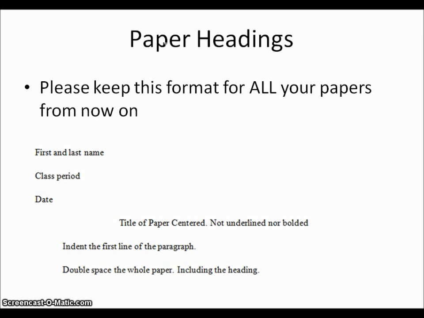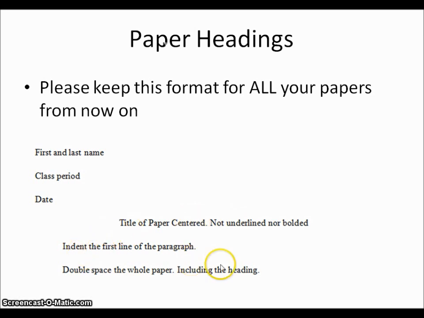Okay, so you're going to have your first and last name, always. Your class period. And make sure that you have the right class period. I have tons of people writing 4B when they're in 4A or something like that. And the date. This has to go to the left, see? Then your title has to be centered. You don't need to color it, underline it, bold it, make it prettier, nothing. It needs to be just like that in the center, boring like that.